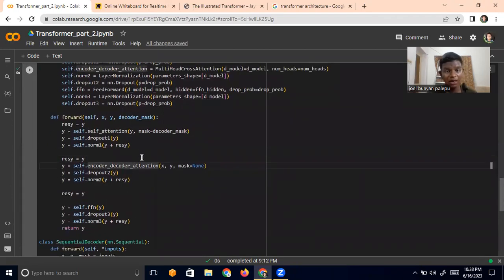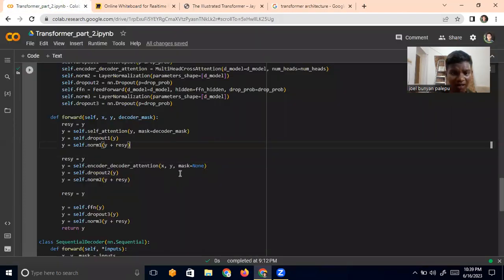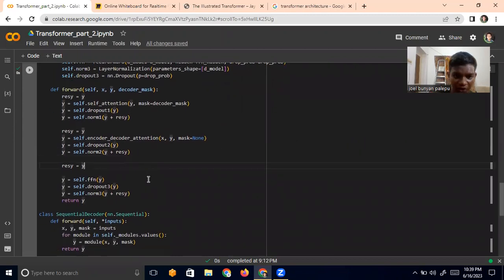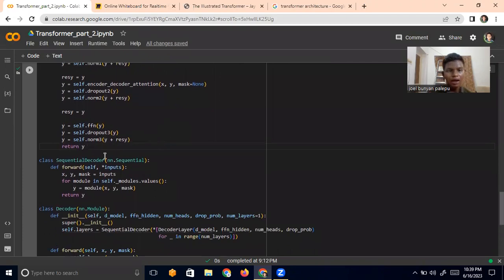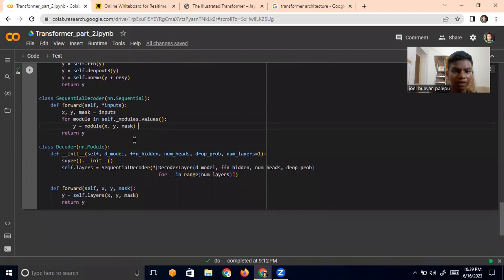We're going to do encoder decoder attention, which is multi-head cross attention. If you look at this figure, we are exactly doing whatever is in this figure. We're going to perform the masked multi-head attention. We're going to add a normalization. We're going to perform cross multi-head attention. That is exactly what we have done here also. We have to do dropout, normalization again, feed forward neural network, dropout, normalization. And then finally, we're going to return Y. So finally, sequential decoder. I think we're just looping through all of this. Yeah, so we are just covering the whole function.